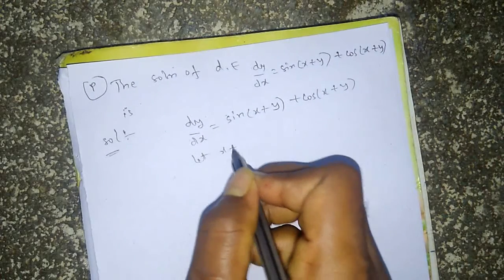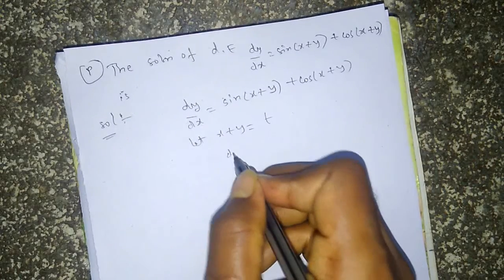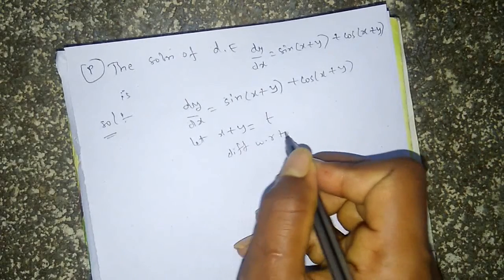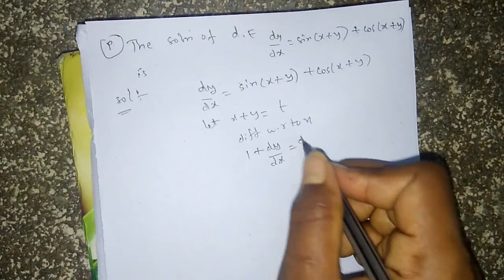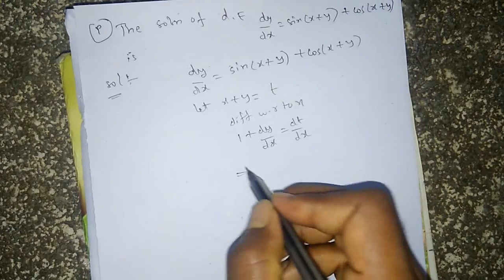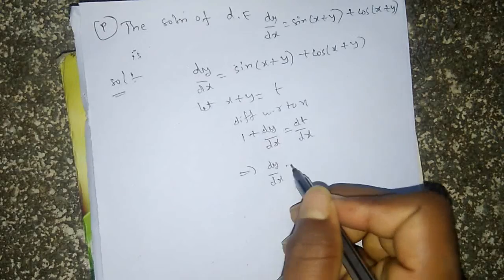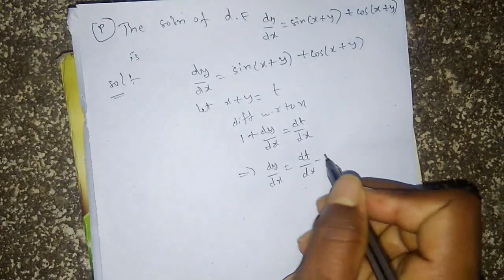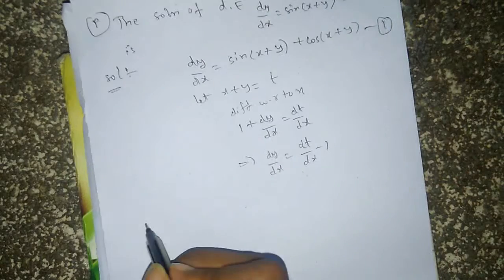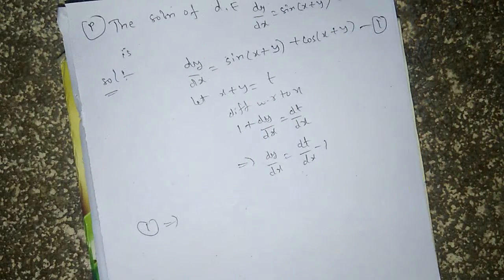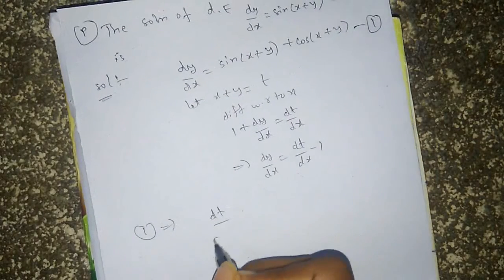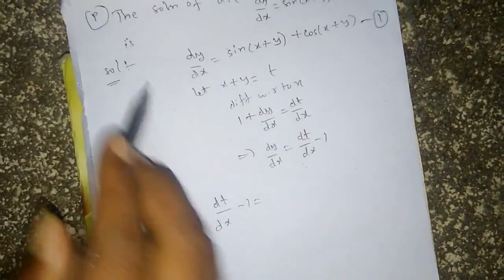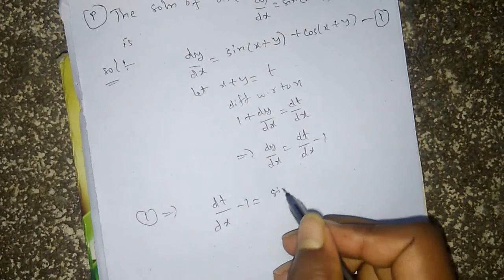Here let x plus y is equal to t. Differentiate with respect to x. 1 plus dy by dx is equal to dt by dx, which implies dy by dx is equal to dt by dx minus 1. So let this be 1. Now 1 implies dy by dx, which is dt by dx minus 1, is equal to sin t plus cos t.